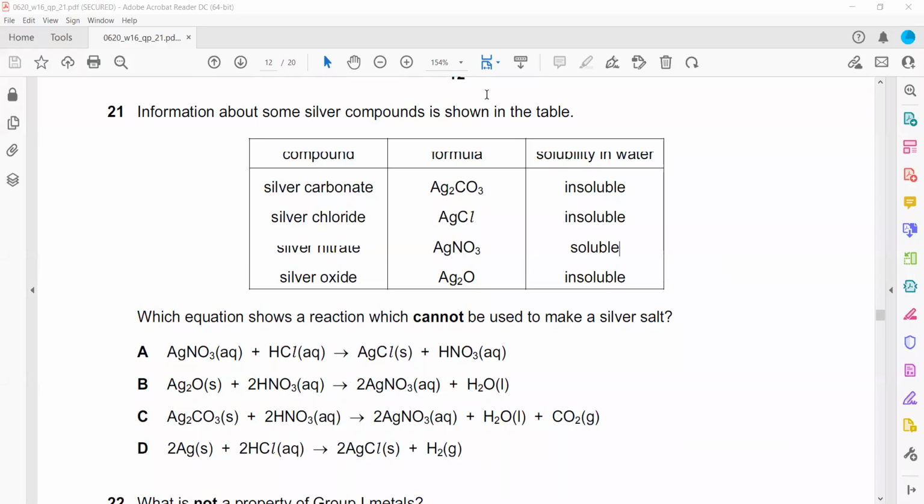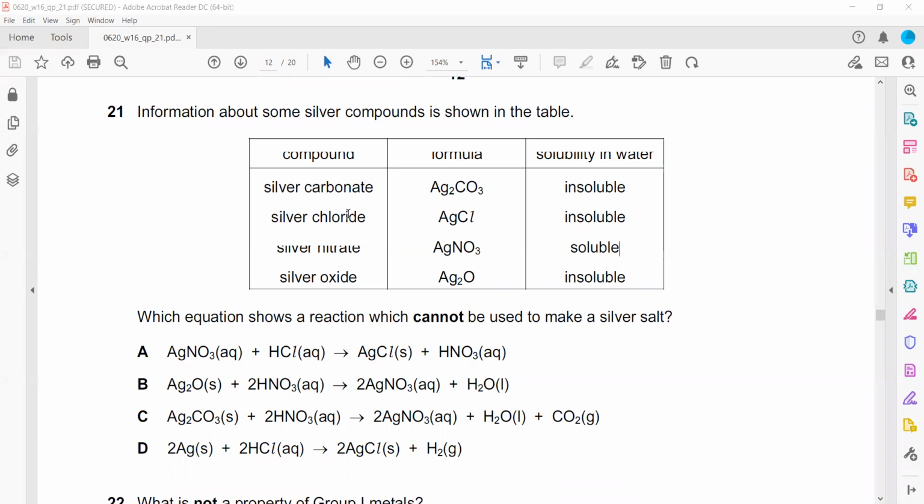So question 21 onwards. Information about some of the silver compounds is shown in the table. As you can see, compounds like silver carbonate, silver chloride, silver nitrate, and silver oxide. So different compounds of silver are shown here.